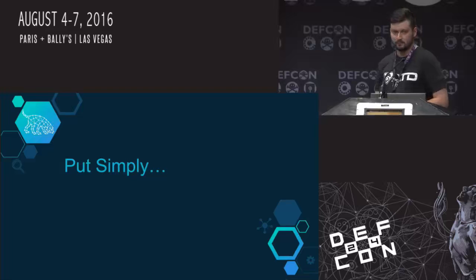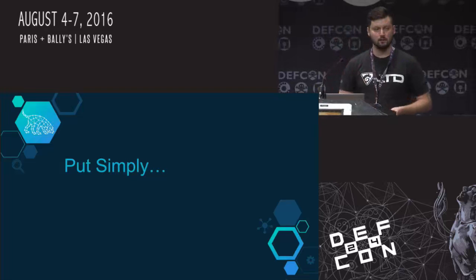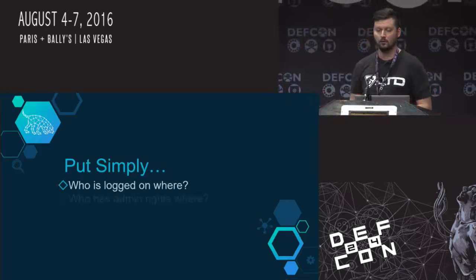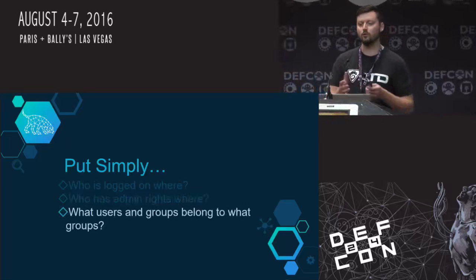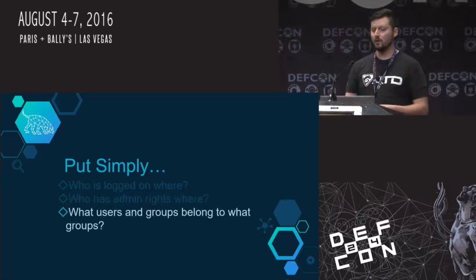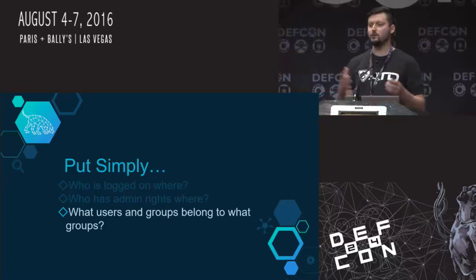Let's put this very simply. In order to use a graph, you need to populate it with data. What data do we need? Who's logged on where? Who has admin rights where? What users and groups are part of what groups? That's it. That's all we need. Will is going to take over now, and he's going to talk about how we actually do this data collection.